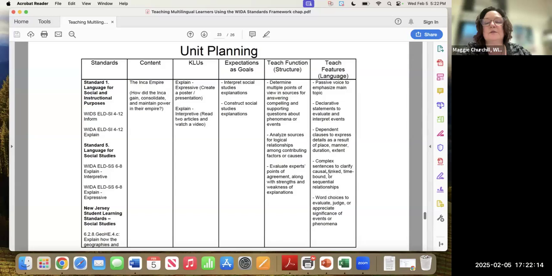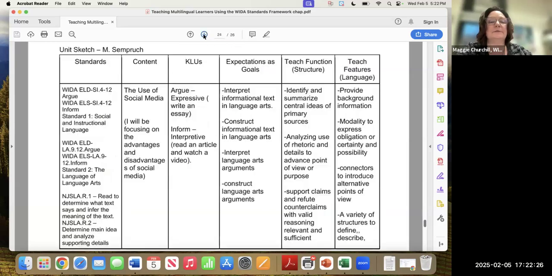And again, you don't have to do them all. I would pick those few, the ones that give you the most bang for your buck, like connectors that help them connect one idea to the next. So it's just a sample of what a completed one could look like for you.